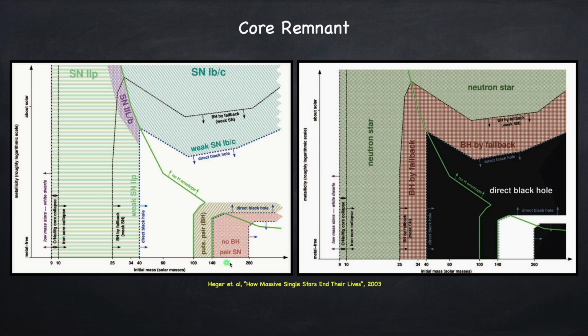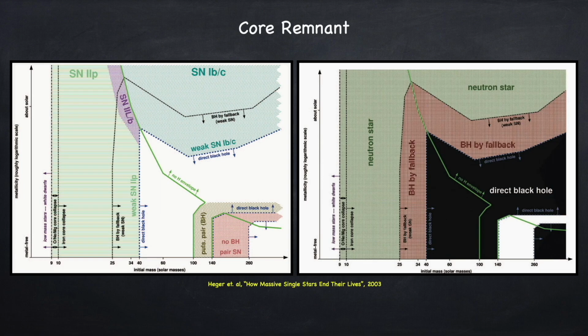Now, between about 100 and 260 solar masses, you get what's called an electron-positron pair supernova. This is an entirely different type of supernova, which I covered in detail in Stellar Physics 4F. By the way, these graphs are the results of simulations. So that's a basic rundown of how core collapse supernovae work.